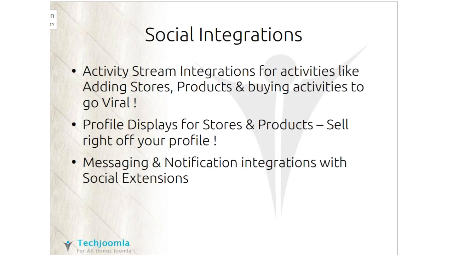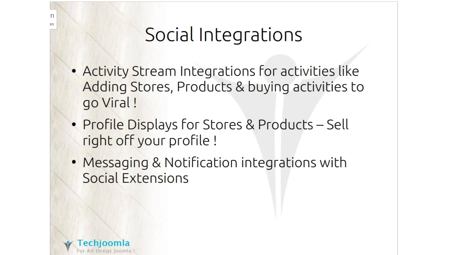At the same time, if you have a social network, let's just compare Quick2Cart in a social avatar to having a Facebook store. You have your Facebook profile and there is a store against that profile, and your friends can come to your profile and buy stuff. In a similar way, if you have Easy Social or Jom Social, profile displays are available for your stores as well as for your products, and you can start selling right from your profile.